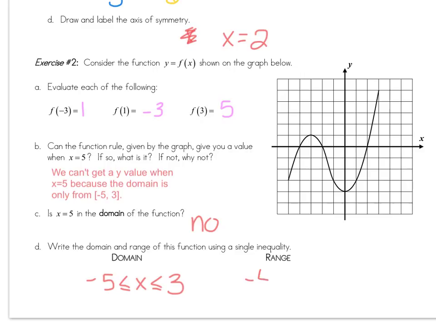So -4 is less than or equal to, because it includes that point, y is less than or equal to 1, 2, 3, 4, 5.